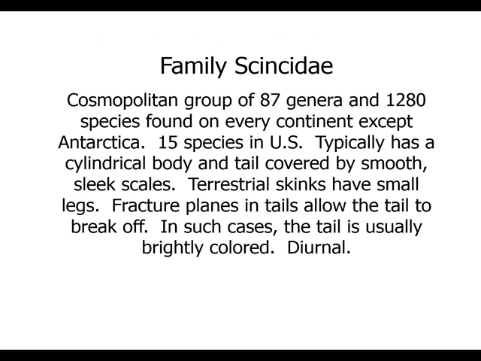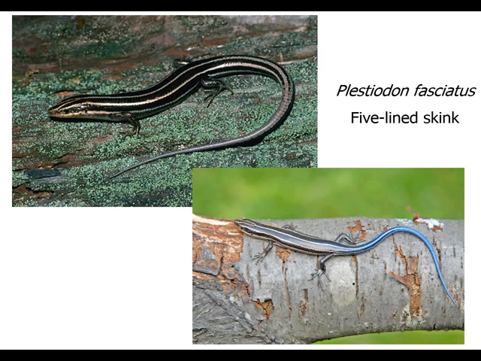At first glance, they look a lot like a snake because the legs are so small. They all have fracture planes in the tail, and the tail will break off very easily. And the tail is often brightly colored, and it serves as a defensive adaptation. When they break that tail off, it has a nerve center in it that causes it to sit there and wiggle and perhaps distract a potential predator. They're also diurnal. We have several species that I'll just show you quickly.